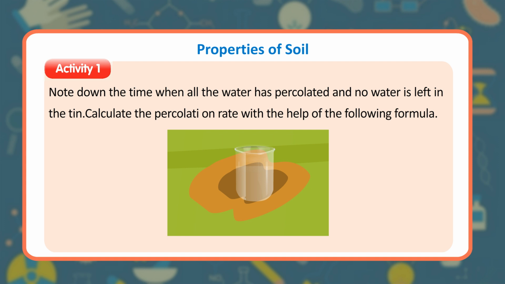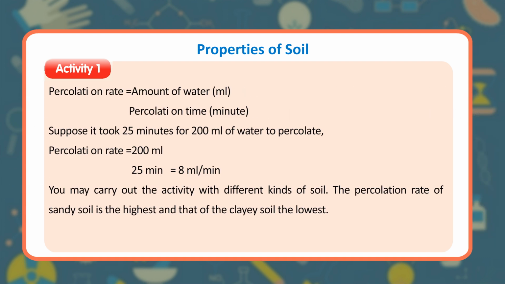Calculate the percolation rate with the help of the following formula. Percolation rate equals amount of water in ml divided by percolation time in minutes. Suppose it took 25 minutes for 200 milliliters of water to percolate. Percolation rate equals 200 milliliters divided by 25 minutes, which equals 8 milliliters per minute.